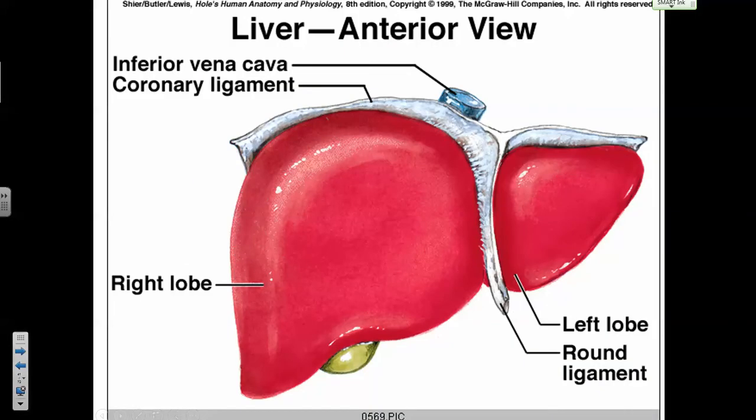Okay, so here's your liver. You don't have to name the ligaments associated with the liver. The little green thing that you see underneath the right lobe, that's the gallbladder. That'll be the next organ we talk about.